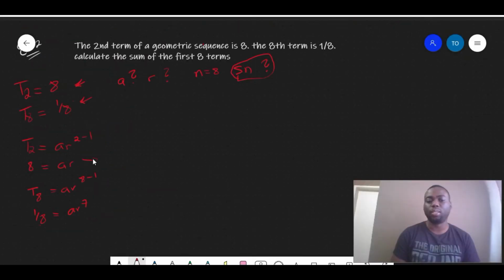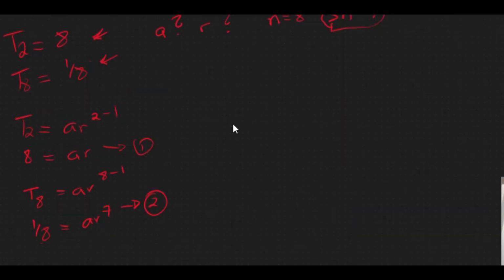Now we can represent this as equation 1 and we can represent this as equation 2. Now we are going to do simultaneous equation but use the elimination method, and from here I notice that if I can divide the second equation by the first equation, I'll be able to eliminate A, and that's literally what I'm going to do here.